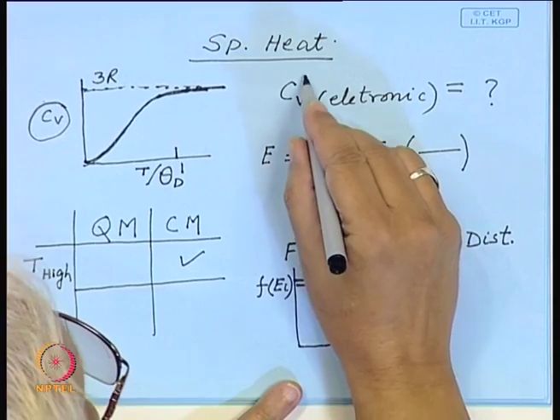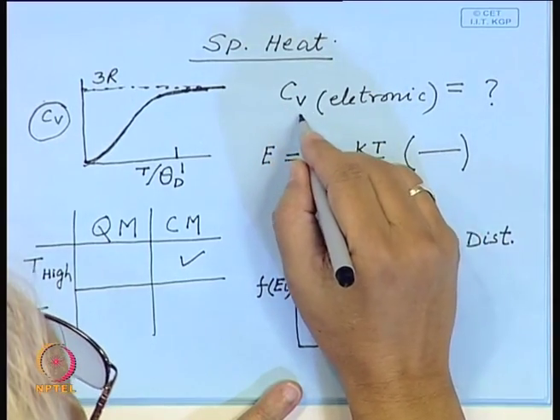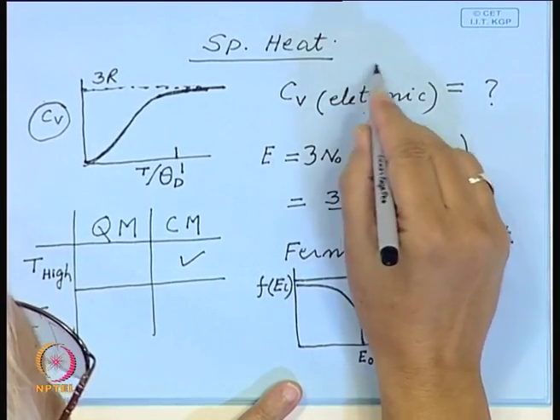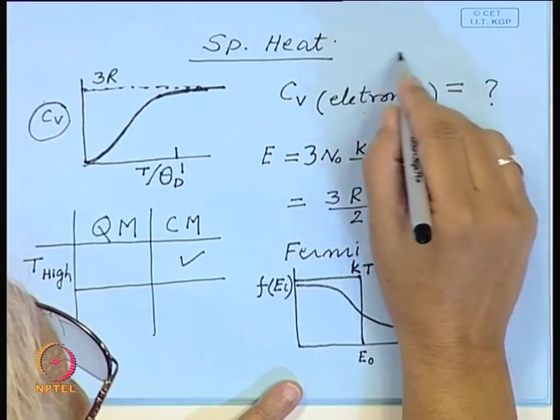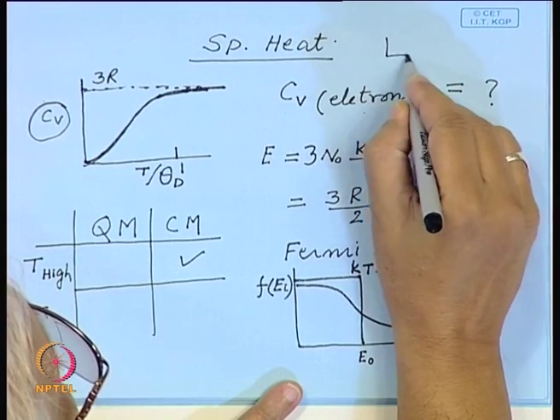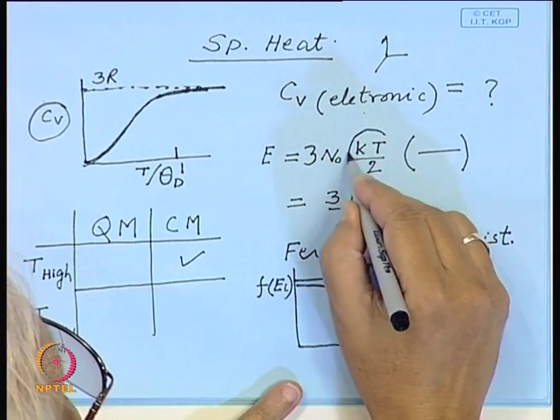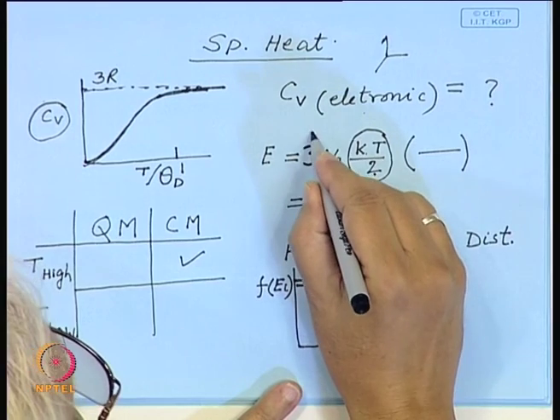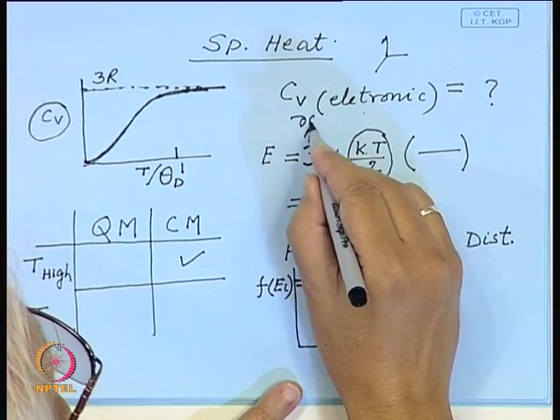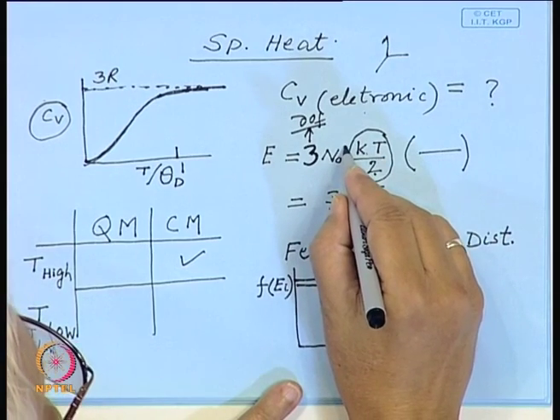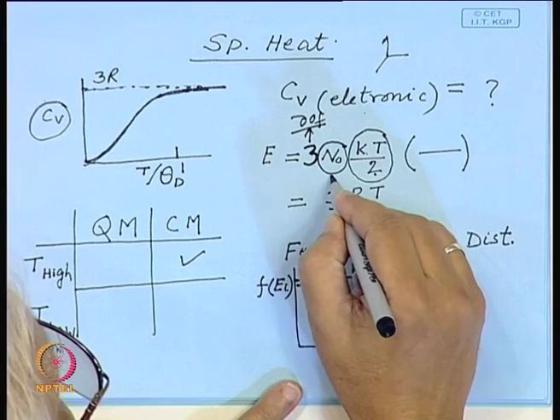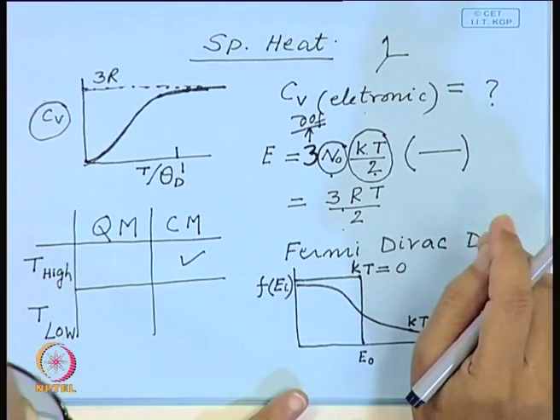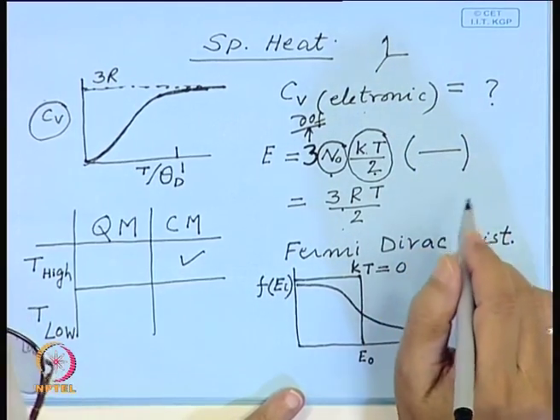So, let us try to calculate the electronic contribution to the specific heat. If you assume that an electron can move freely, it can move in 3 directions x, y, z. Each direction will have an energy associated kT by 2. So, this is the degree of freedom, and each mole will have Avogadro number of electrons. In that case, it is quite significant, but in reality it is not so.